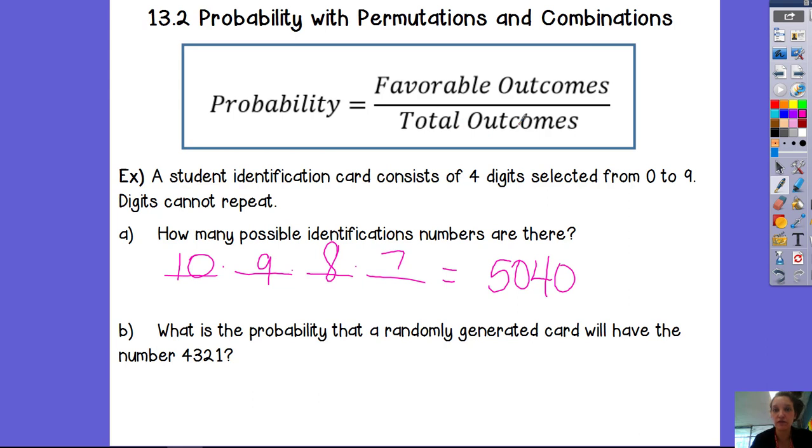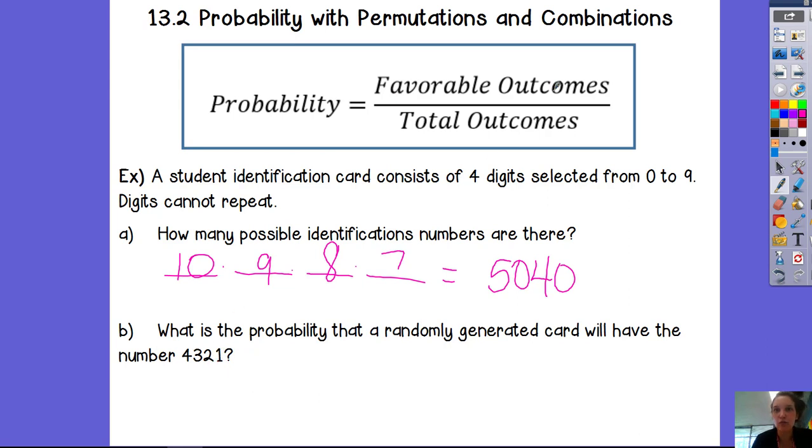That's the total number of ways that you can create an ID card with 4 digits using the digits from 0 to 9. So this is our total number of outcomes. What's the probability that a randomly generated card will have the number 4321? So this is saying, what are the odds that of all 5,040 possible ID numbers out there, we randomly choose an ID card and its number is 4321? So our favorable outcome is that we get 4321 as our ID number.